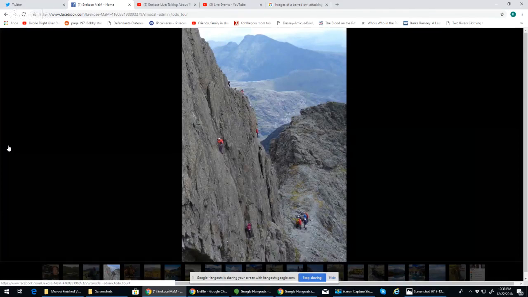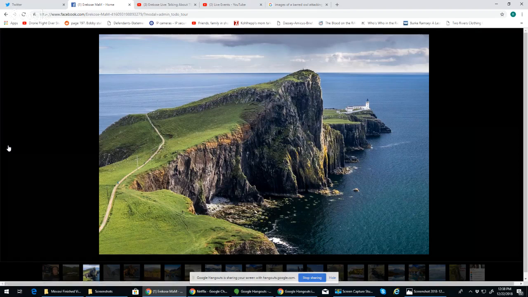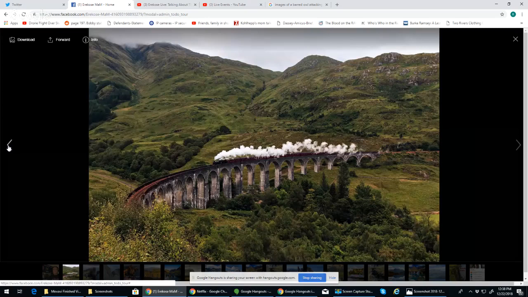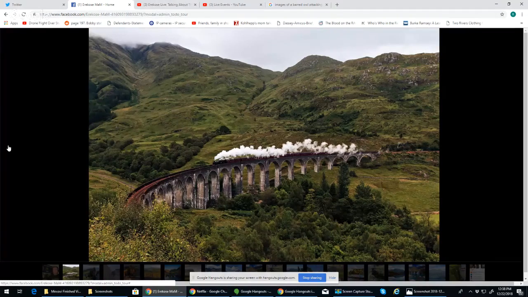That is one of the cliffs, the edge, as it's called, and people climb up on that. I mean, why would you do that? People say to these mountaineers, why do you do it? Why did you climb that mountain? Because it's there. Oh, it's the Harry Potter train.